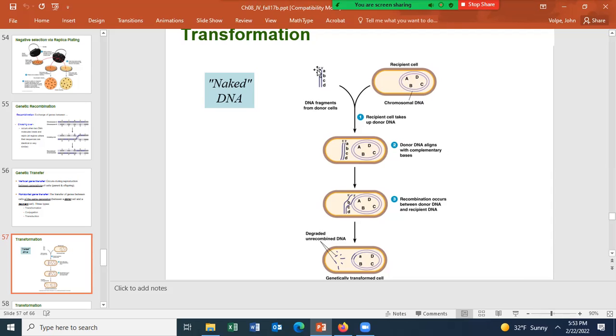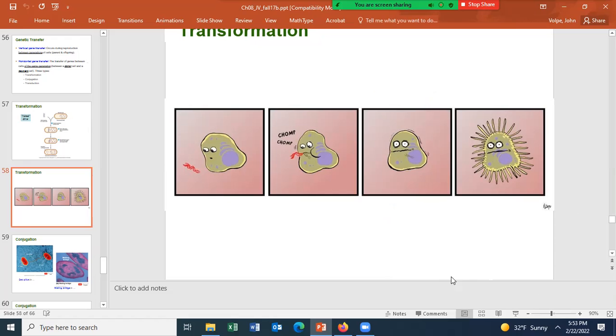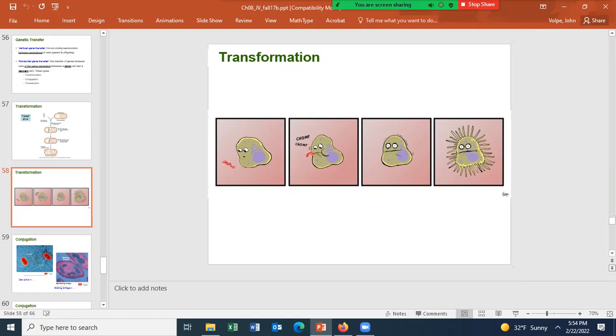Maybe that gave tetracycline resistance. And now the lowercase a has been taken up by the recipient cell, and this cell will now be resistant to tetracycline, whereas before it was sensitive. And here we're looking at a cell taking up DNA, and then it expresses that DNA, and its phenotype changed from transformation. Any questions?